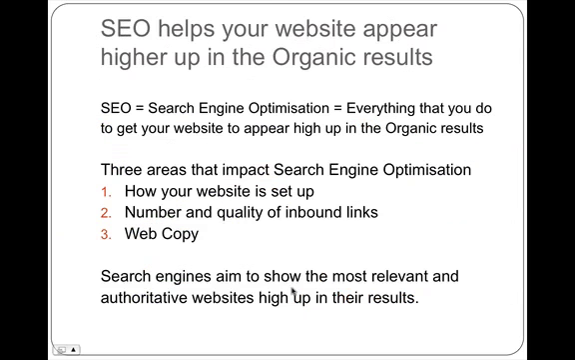So just starting by explaining SEO, it's an abbreviation for search engine optimization, and the holistic view is basically it covers everything that you do to get your website to appear high up in the organic results. There's 3 main areas that impact search engine optimization. The first one is how your website's set up. The second one's the number and quality of inbound links that you have, and the third one's your web copy, and that's what I'm going to cover in the video.